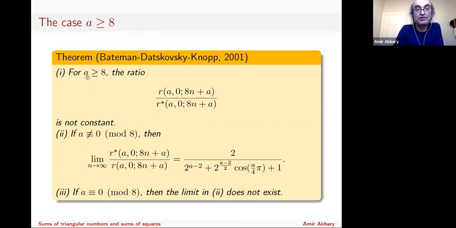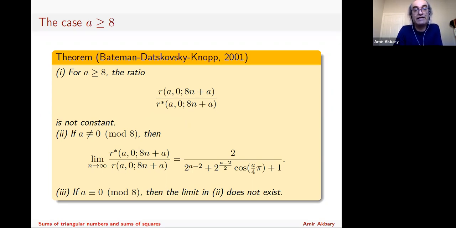So they showed that if a is bigger than or equal to 8, this quotient R over a star is not going to be constant. So this phenomenon that we saw from 1 to 7 is not going to happen for 8, and after that it is not going to happen. Therefore, they considered the limit version of it. What can we say about the limit version of it?